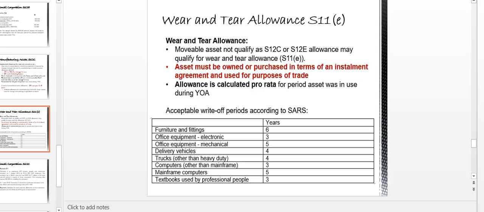So SARS in interpretation note 47 has a whole list of acceptable write-off periods on any type of asset which you can find. So for example, on furniture and fittings, SARS allows a 6-year write-off period. On computers, it allows a 5-year write-off period. So in a test, they will tell you what the write-off period is. You don't have to study this list, but you just need to know that there is a list of all the allowable write-off periods according to SARS.